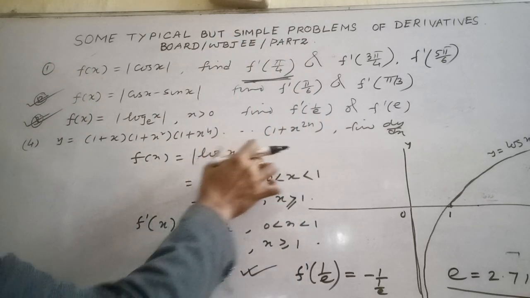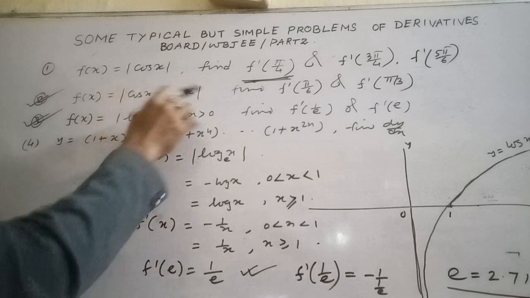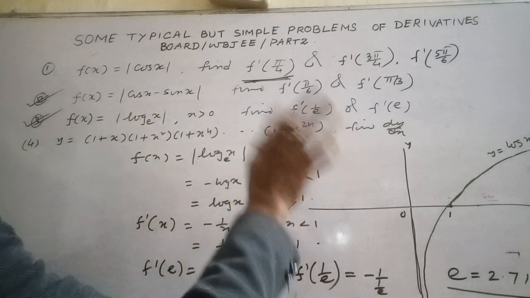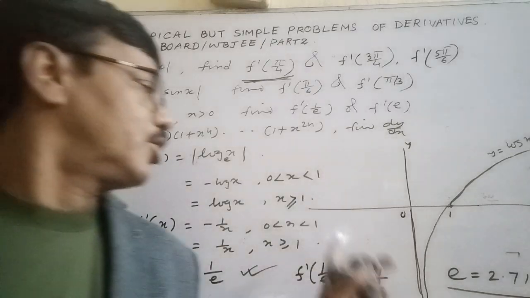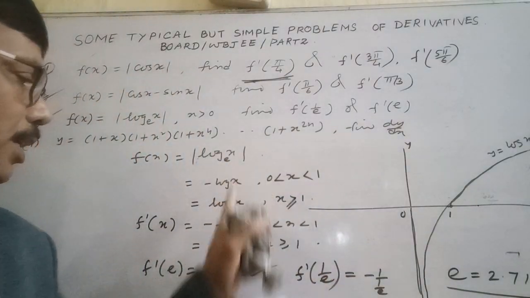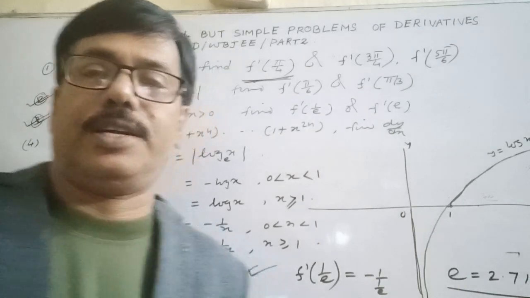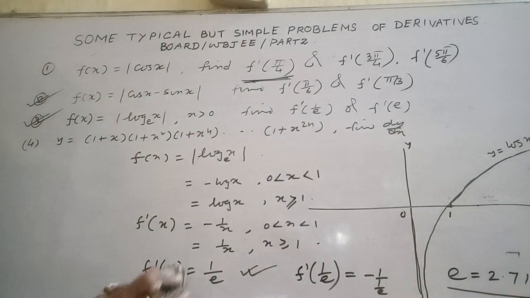So f x equals mod log x. You omit the logarithm modulus sign using the restriction: 0 to 1 it is negative and greater than 1 it is positive.